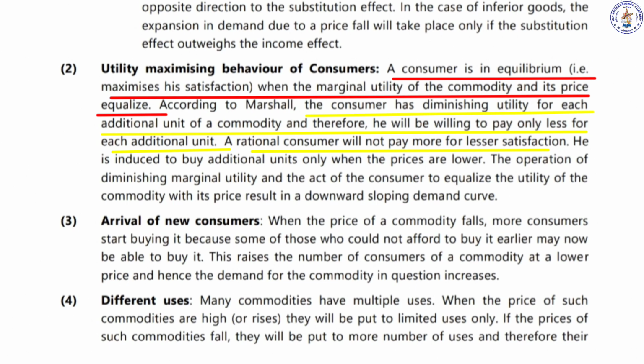This is called diminishing marginal utility. For every extra unit that he consumes, the utility, the satisfaction power, reduces. So when the satisfaction power reduces, he is not ready to pay as much as he paid for the first unit. He is ready to pay only a lesser amount for lesser satisfaction. He is induced to buy more only when the prices decrease. So when the price falls, he is ready to buy a little more, even if it is an additional unit.